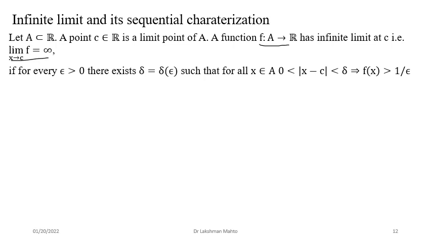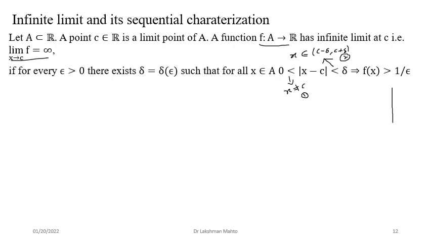If for every epsilon there exists a delta such that if we take any x from the delta neighborhood of C, that means from C minus delta to C plus delta, excluding C, this one is talking about x not equal to C, and this infinity is talking about this. There are two infinities, so we have to remember both. If you take any x from this interval C minus delta to C plus delta, it implies that f of x is greater than 1 by epsilon.